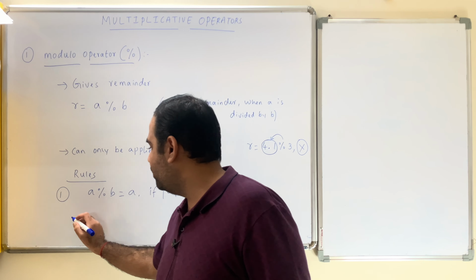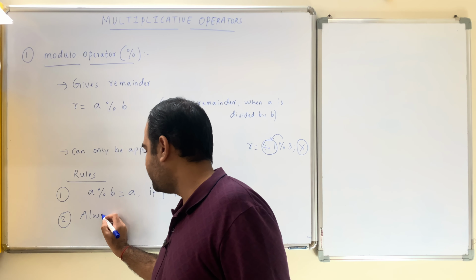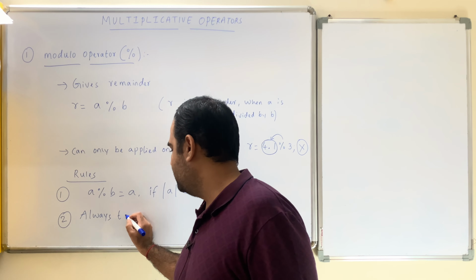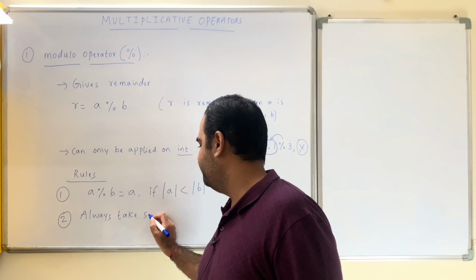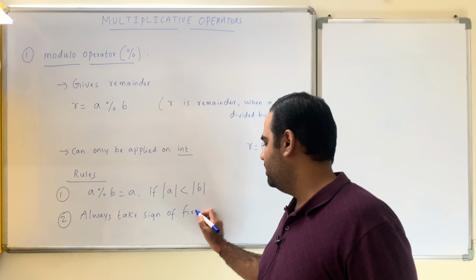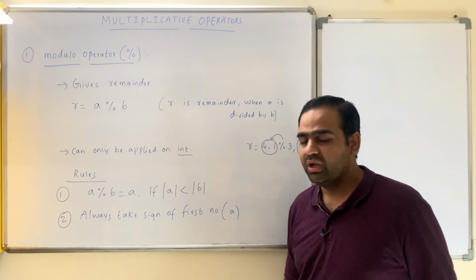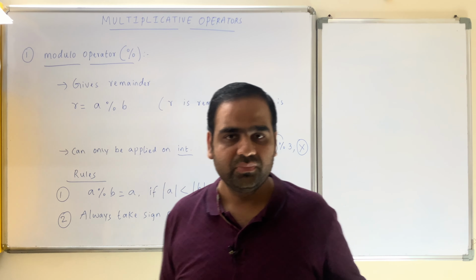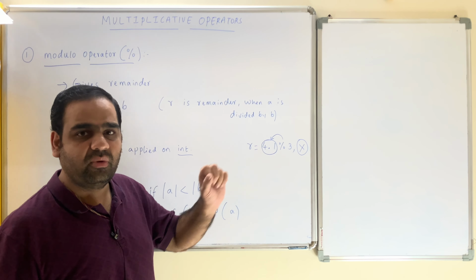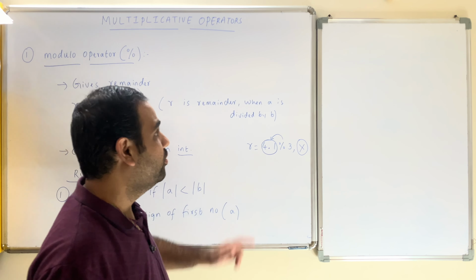And the second rule that we have is: always take the sign of the first number, that is A. Let's see some of the examples and try to understand how this modulo works.